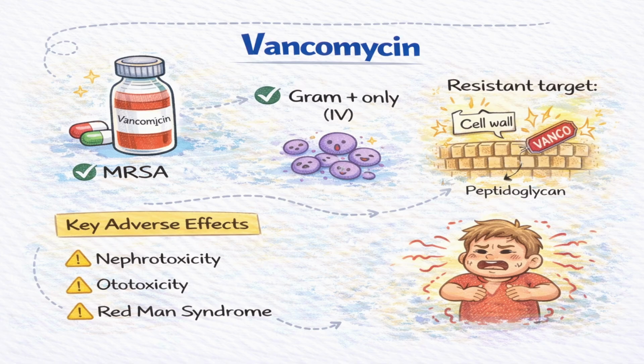Vancomycin inhibits bacterial cell wall synthesis but does not bind PBPs. It covers gram-positive bacteria only, including MRSA. Vancomycin is given IV for systemic infections and orally for C. diff.